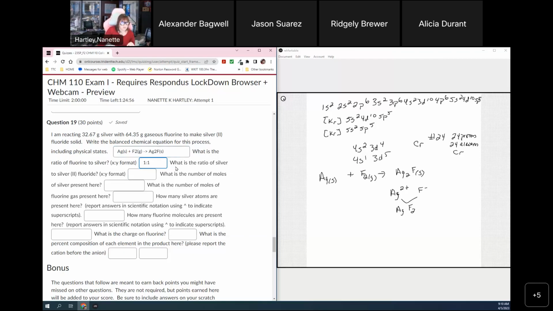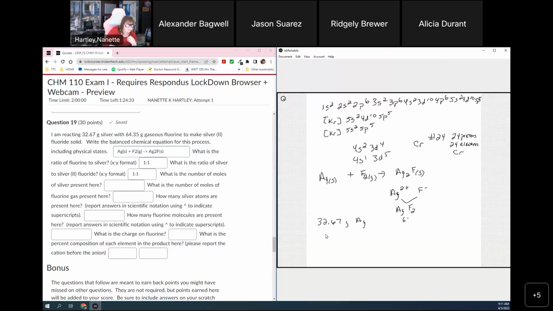What's the ratio of silver to silver 2 fluoride? So then I'm looking at the Ag to the AgF2. That again, in this equation is 1-to-1. Okay. What is the number of moles of silver present here? Well, that's based on that 32.67 grams of silver. So 32.67 grams of Ag.